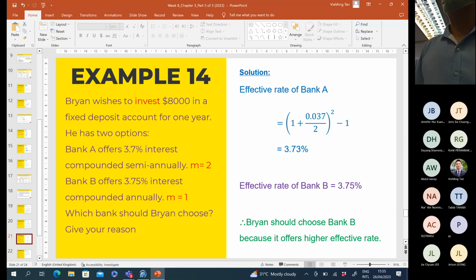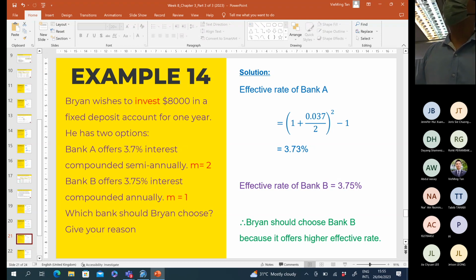Brian wishes to invest 8,000 in a fixed deposit account for 1 year. He has two options. Bank A offers 3.7% interest compounded semi-annually. So M is equal to 2, that is the meaning. Semi-annually means M is equal to 2. Bank B offers 3.75%, the annual rate is 3.75%, but this interest will be compounded annually. So M is equal to 1. So which bank should Brian choose? And give your reason.